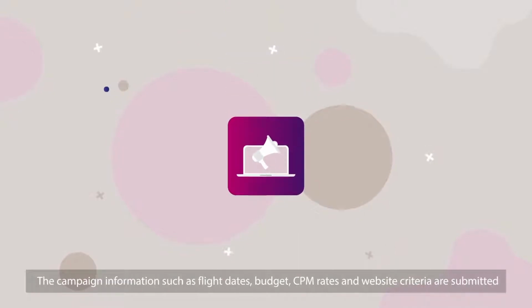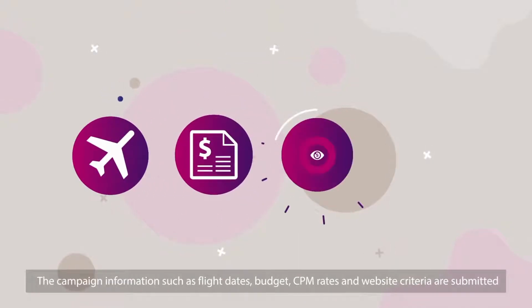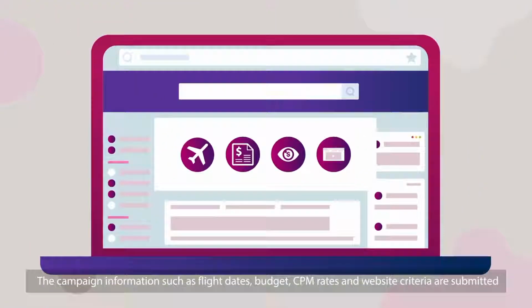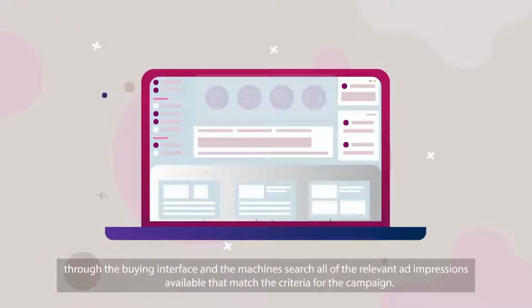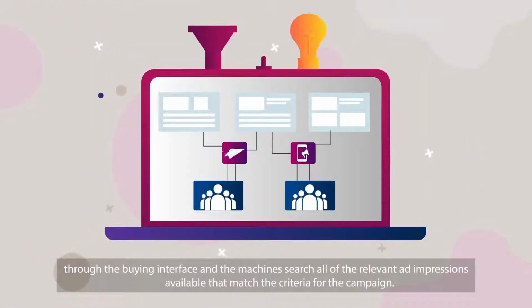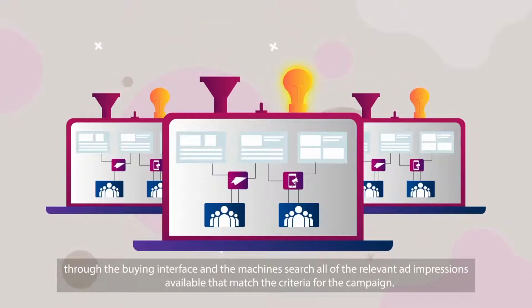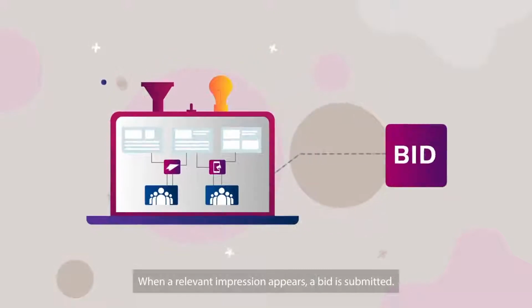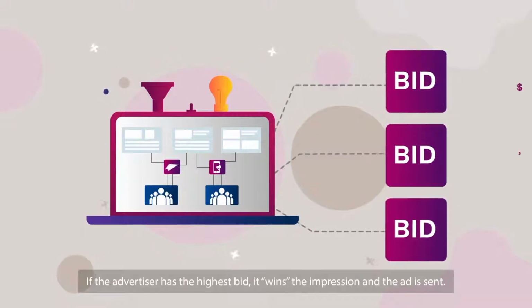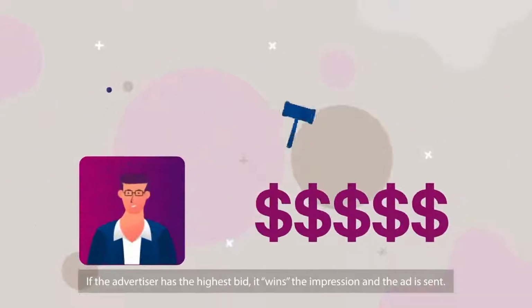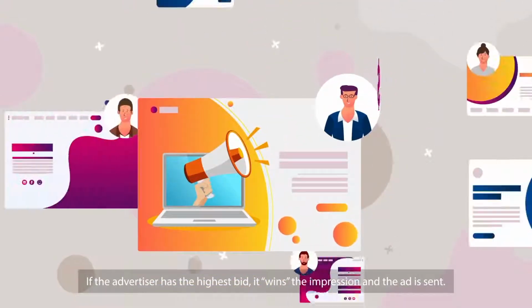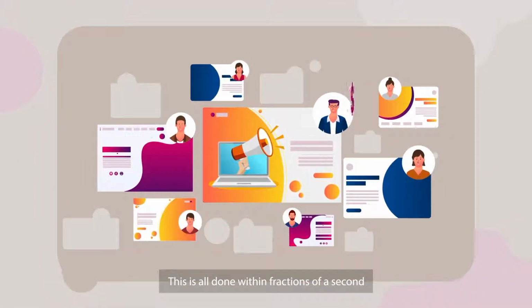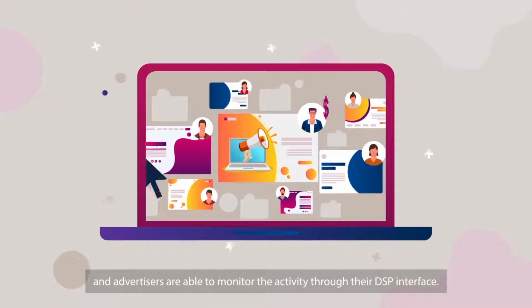The campaign information such as flight dates, budget, CPM rates, and website criteria are submitted through the buying interface, and the machines search for all of the relevant ad impressions available that match the criteria for the campaign. When the relevant impressions appear, a bid is submitted. If the advertiser has the highest bid, it wins the impression and the ad is sent. This is all done within fractions of a second, and advertisers are able to monitor the activity through their DSP interface.